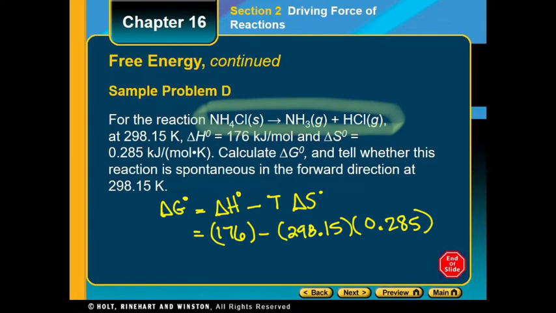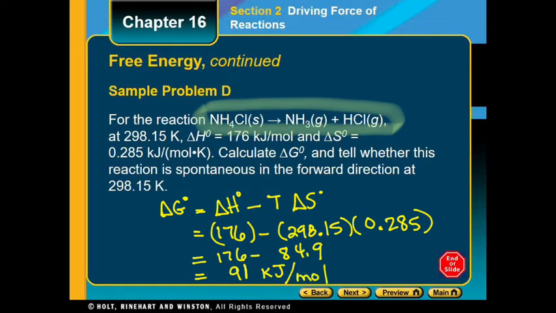In those last two, the T and delta S, Kelvin will cancel. So you'll be left with kilojoules per mole, which is also your enthalpy units too. So you will be left with kilojoules per mole in your final answer. When you do your calculations for this, 176 minus 84.9, you get 91 kilojoules per mole.